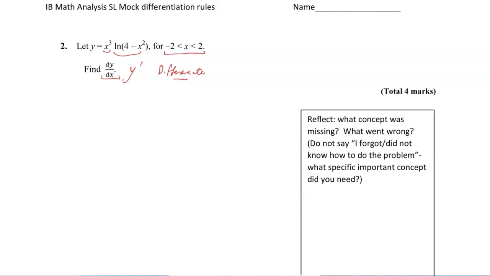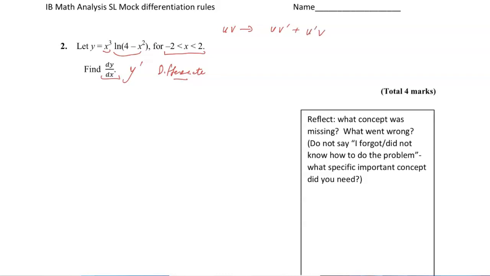Let's take the derivative of x cubed times natural log of 4 minus x squared. When you look at this, you say, okay, do I use chain rule? Do I use product rule? Do I use quotient rule? In this case, you can see that you have something times something. So we're probably going to do product rule. Remember, product rule is written as the derivative of uv is uv dash plus u dash v.